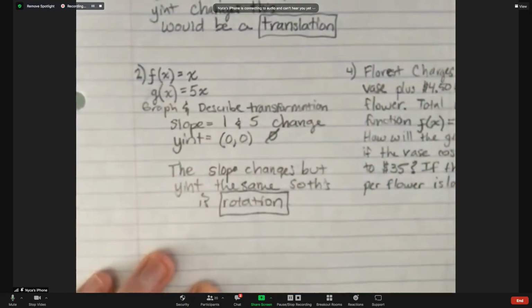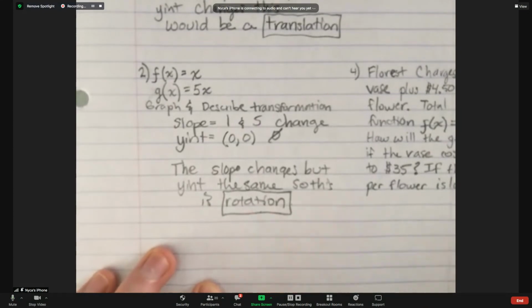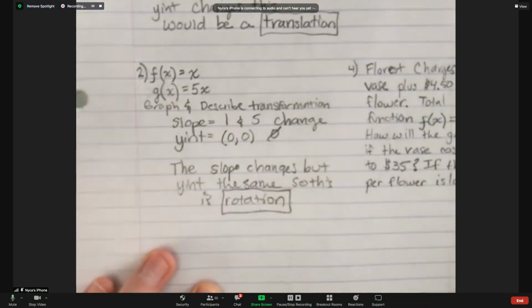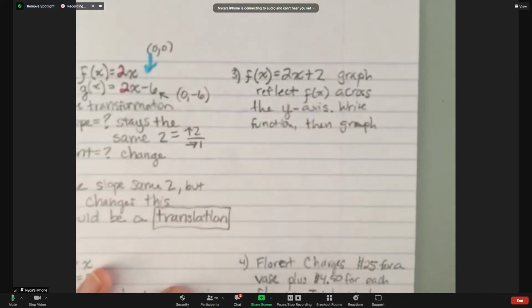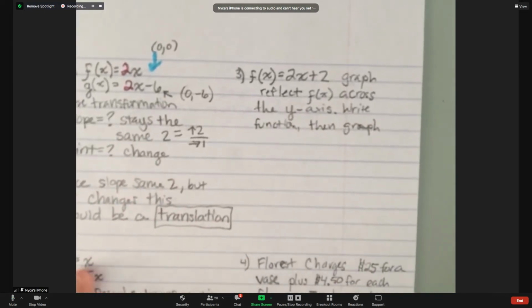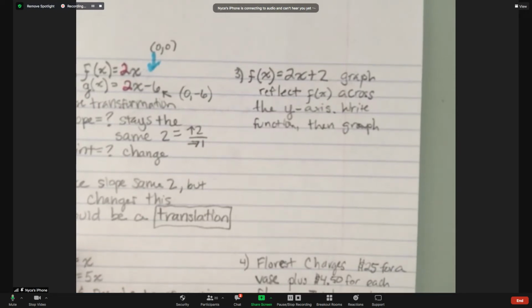And then again, if it does ask you to graph it, you would just graph it the same way I did the first problem. Number 3, f of x equals 2x plus 2. Graph, and then you need to reflect it across the y-axis. Write the function, then graph.